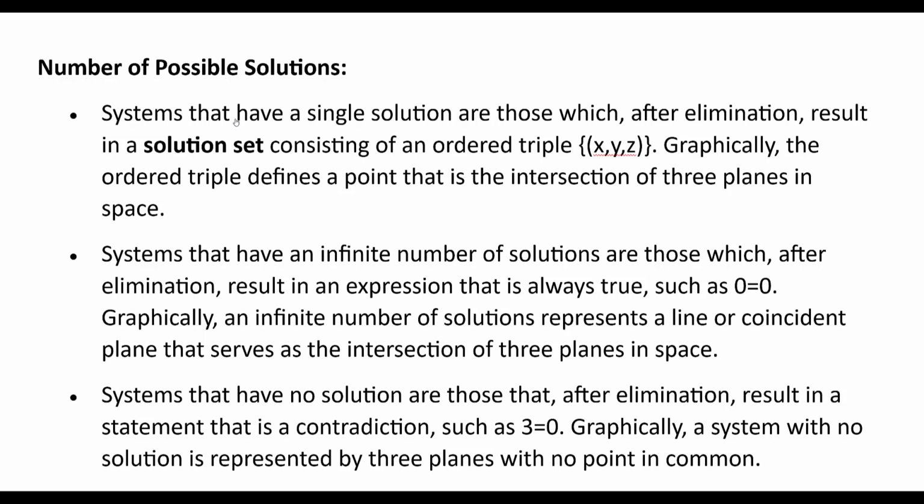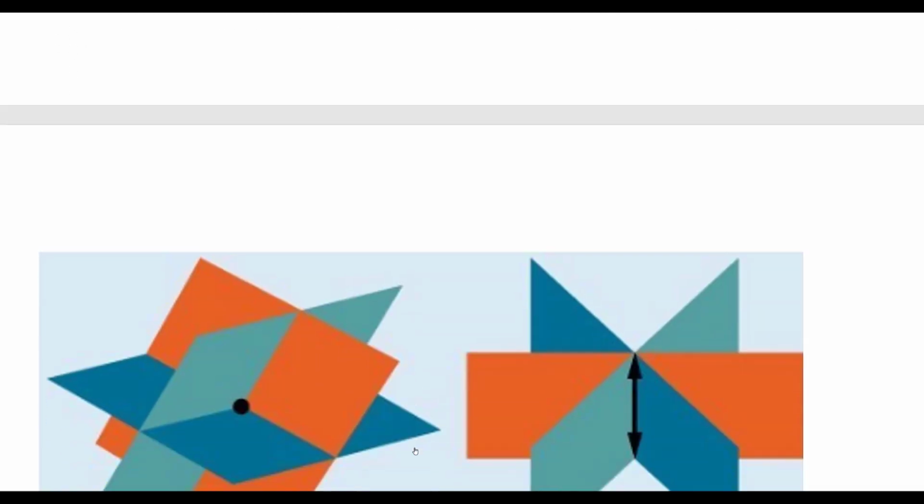Systems that have an infinite number of solutions are those which after elimination result in an expression that is always true, such as 0 equals 0. Graphically, an infinite number of solutions represent a line or coincident plane that serves as the intersection of three planes in space. Systems that have no solution are those that after elimination result in a statement that is a contradiction, such as 3 equals 0. Graphically, a system with no solutions is represented by three planes with no point in common.